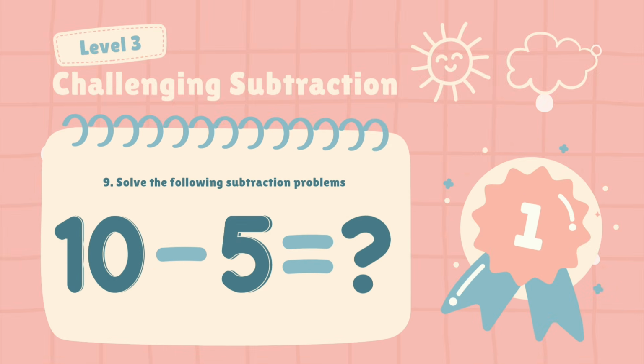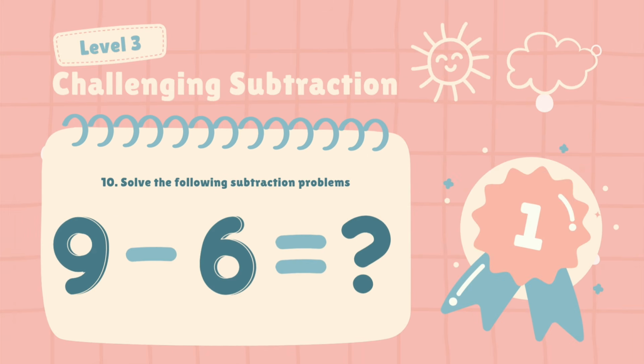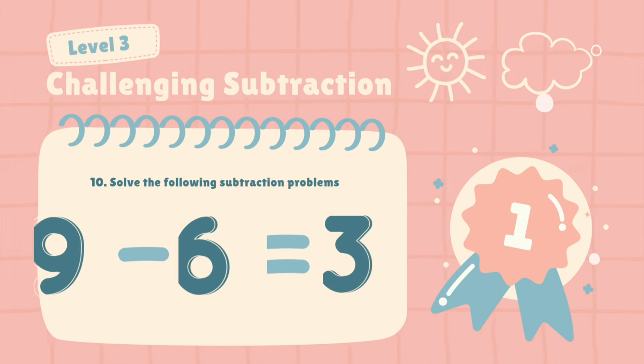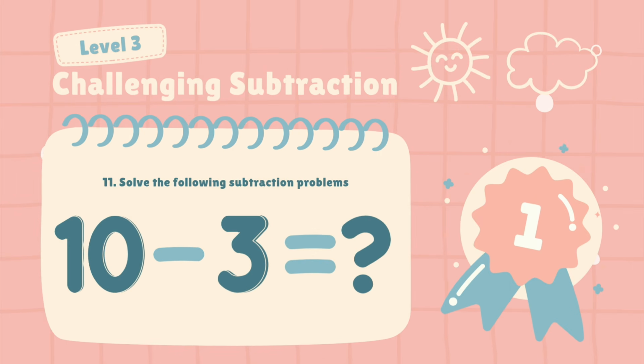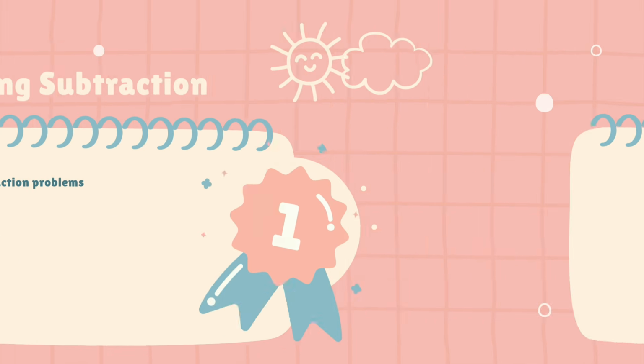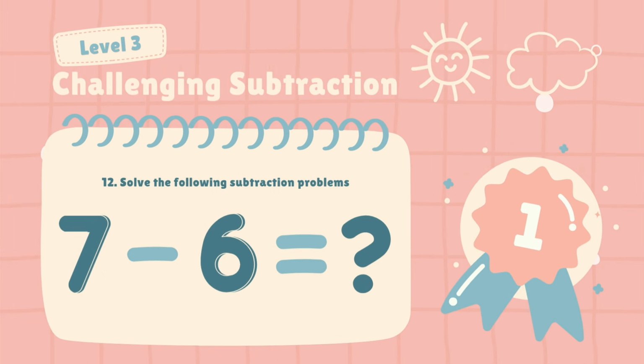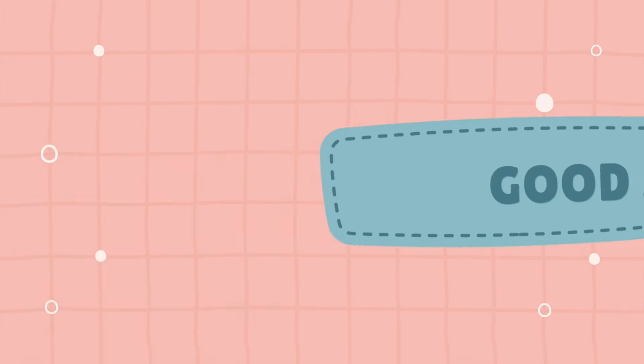So here is level 3. 10 minus 5 is equal to 5. 9 minus 6 is equal to 3. 10 minus 3 is equal to 7. 7 minus 6 is equal to 1.